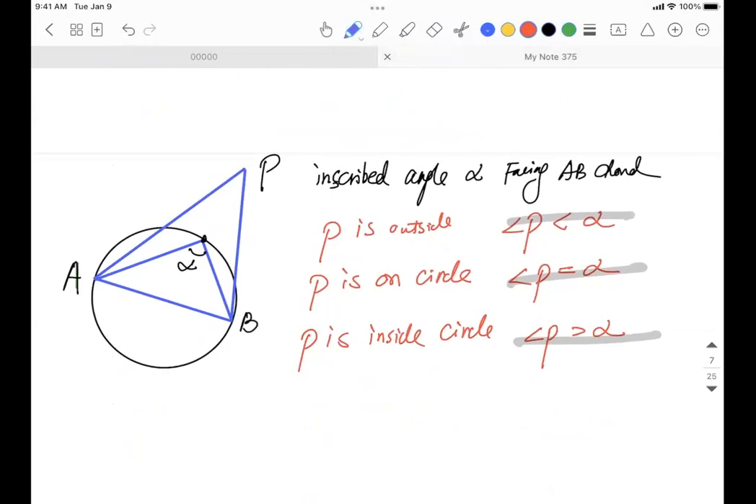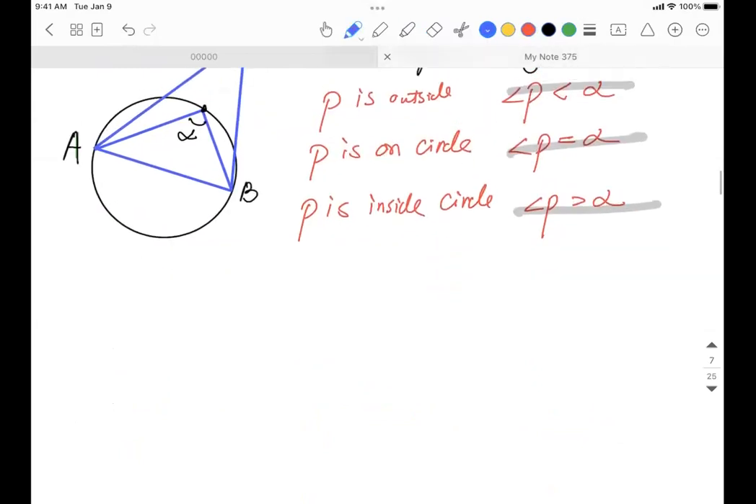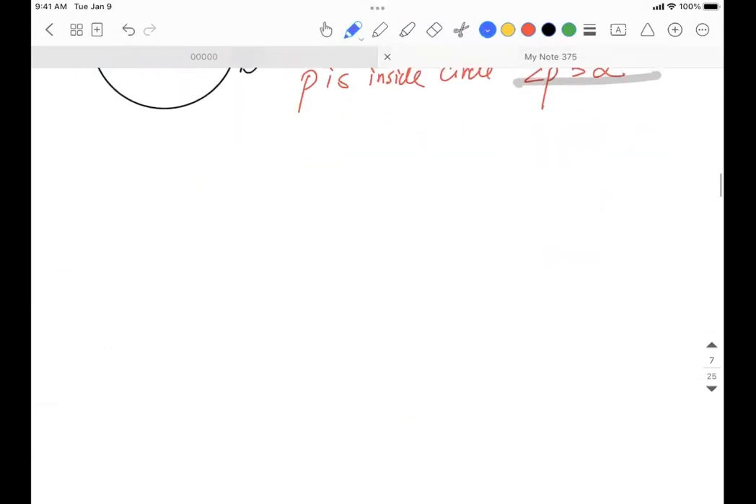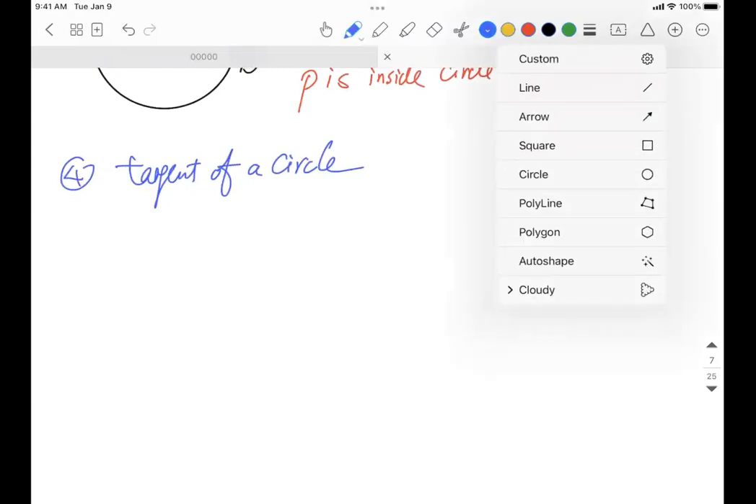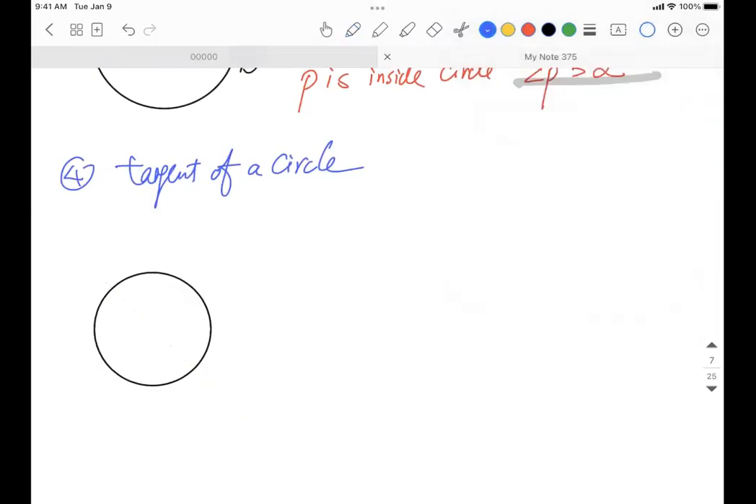Okay, this is our number 3. Let's go to number 4. Number 4 is extremely important. Tangent of a circle. So let's try to do the same thing. Have a circle. And I have a point P, which is outside the circle. You make 2 tangents, right? You can only make 2, right? This is P, this is A, this is B.